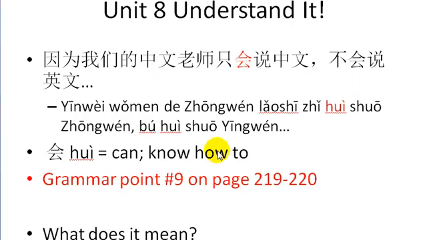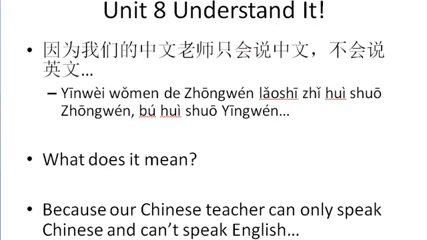Okay, so you should know what this means now. You have everything you need to know. So translate this sentence here. Pause and write down what you think it means. And you likely came up with something close to, because our Chinese teacher can only speak Chinese and can't speak English. 因为我们的中文老师只会说中文，不会说英文. Right? Because our Chinese teacher can only speak Chinese and can't speak English.